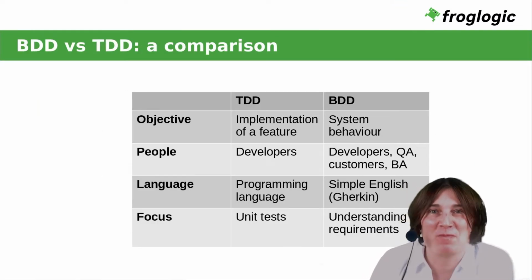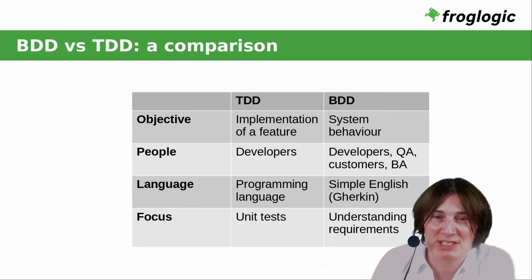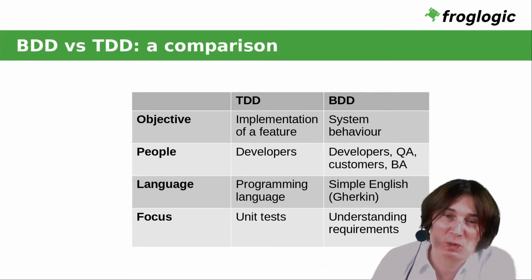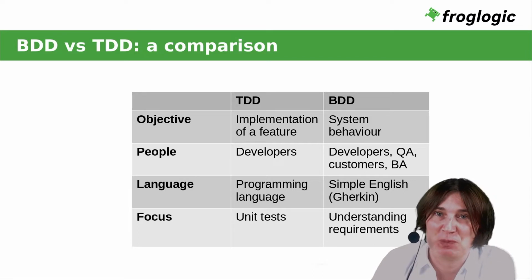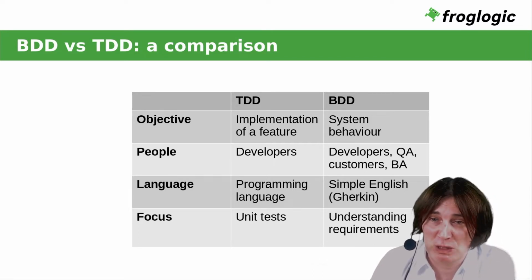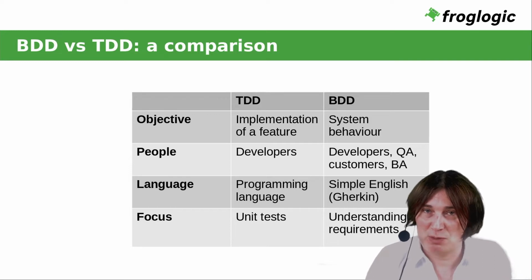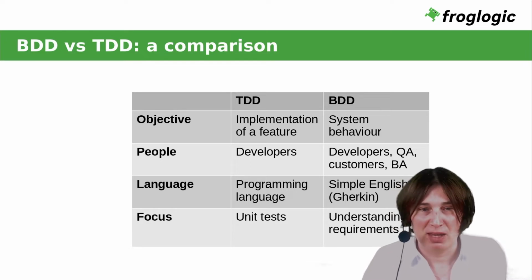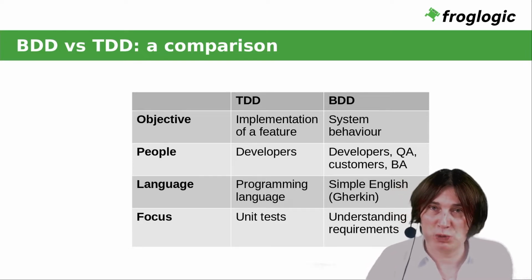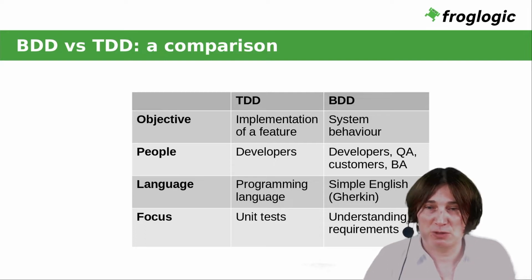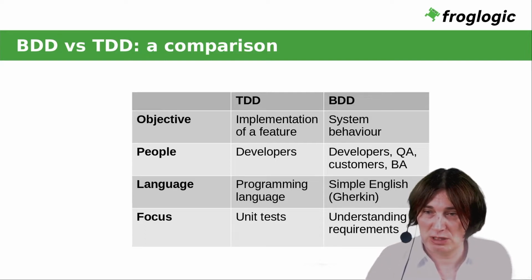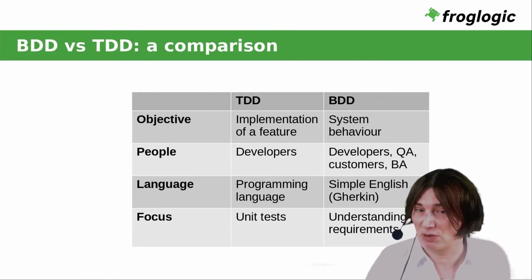And here is some tabular recapitulation comparing test-driven and behavior-driven development. In test-driven development, we focus on implementation of the feature. In behavior-driven development, we go a step further and we focus on the behavior of the entire system. We focus on semantics, like what the system does, and not so much on how it does it. In test-driven development, this is mostly about developers. In behavior-driven development, we also involve QA, customers, and business analysts, simply everybody in the process.